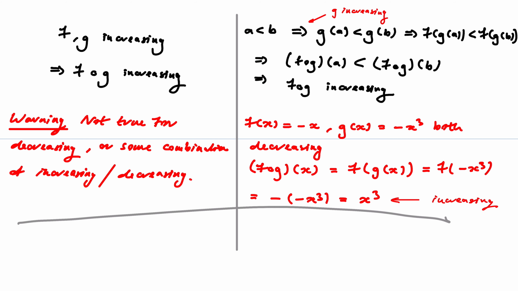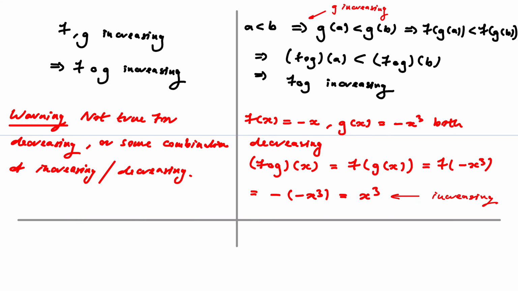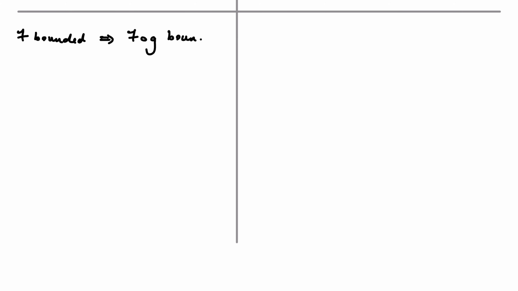Okay, let's do bounded. So these are interesting. It turns out that if f is bounded, this guarantees the composite is bounded. It doesn't really matter what g is. Now the reason for that is because ultimately the output of the function is f of something. It's f of g of x, sure, but g of x is just a number. So if f is bounded, that value can't be bigger than something.